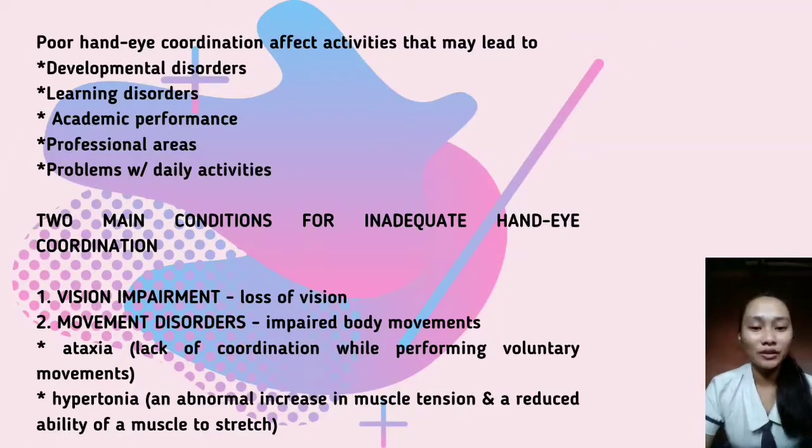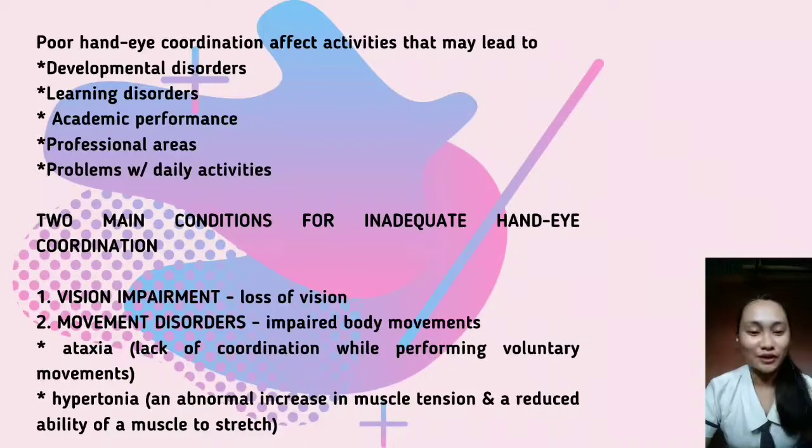Poor hand-eye coordination can affect activities and may lead to developmental disorders and learning disorders related to reading, writing, and playing sports. In academics, it shows up as making mistakes when taking notes, poor handwriting, and poor attention. In professional areas, it affects typing or assembling objects, and causes problems with daily activities. Hence, poor hand-eye coordination can have a variety of causes.